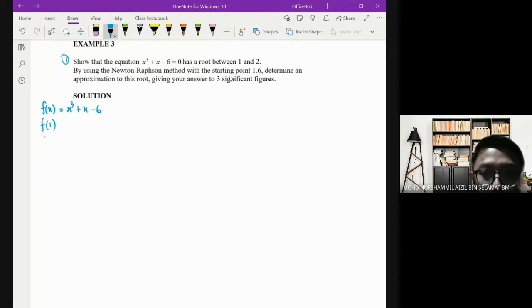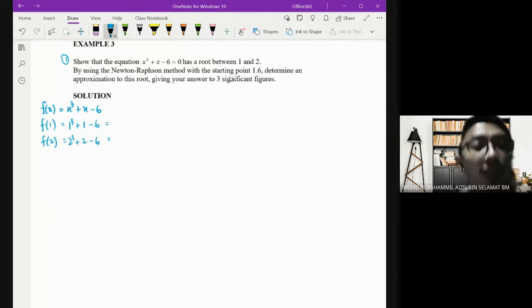So calculate f(1), calculate f(2). Guys, so 1 cube plus x, 1 cube plus 1 minus 6, 2 cube plus 2 minus 6. And then calculate, make sure one of the answers we get is positive, another one negative.